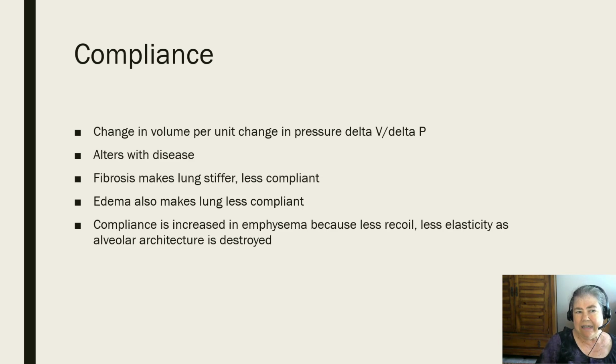Some diseases increase compliance, and the most notable one is emphysema. During the course of emphysema, you get loss of alveoli and alveoli merging into bigger sacs that are called blebs, and the lungs lose a lot of their elasticity. There's less recoil, and an increase in compliance. So it takes less pressure to get a certain volume of air in.